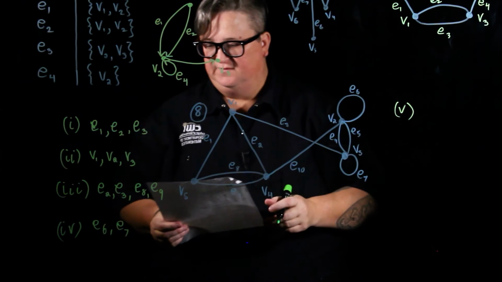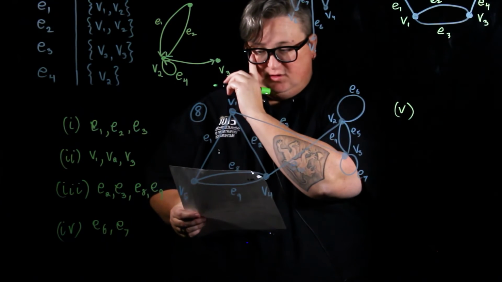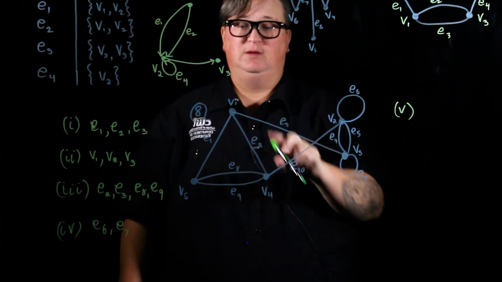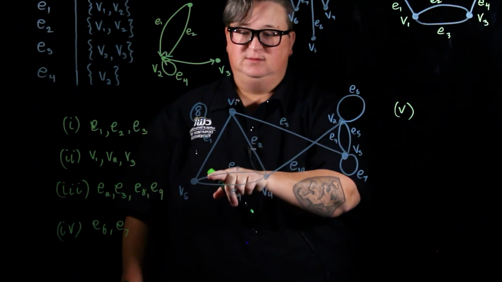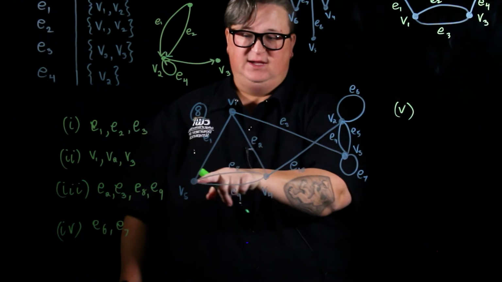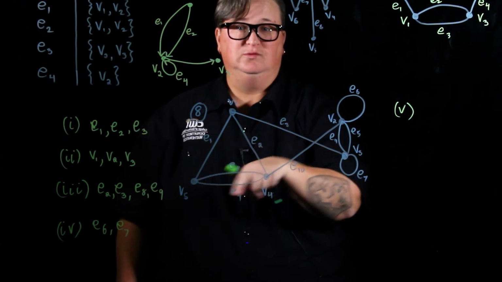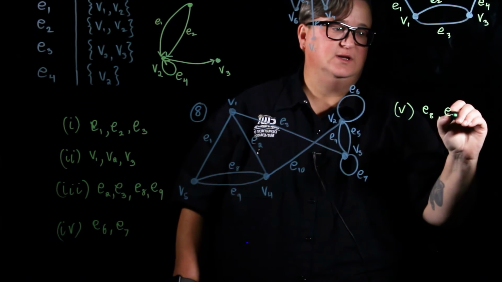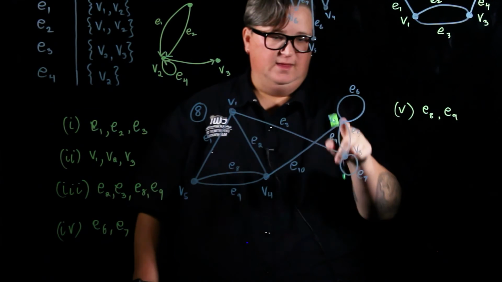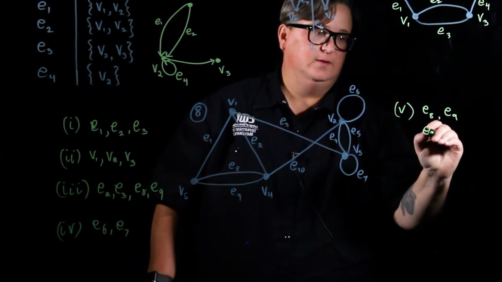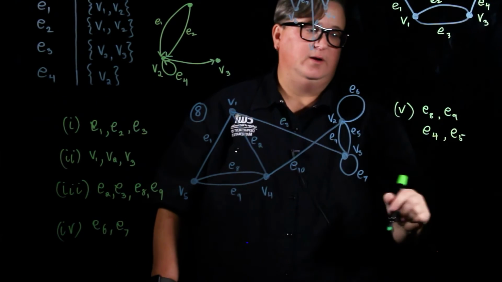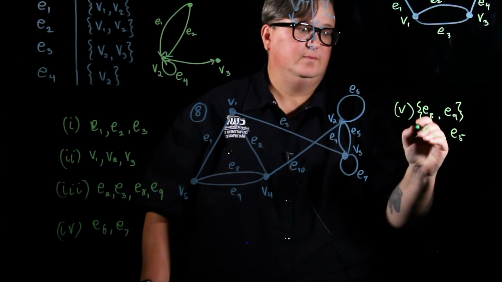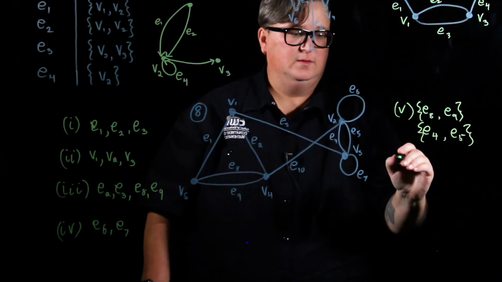And then for Roman numeral 5, find all parallel edges. Well, parallel edges are the ones that have the same endpoints. So edge 8 and edge 9 connect the same two vertices. So edge 8 and edge 9 is one pair, and then edge 4 and edge 5 are another pair. They are not parallel to each other, these pairs, but within the pairs, they're parallel.